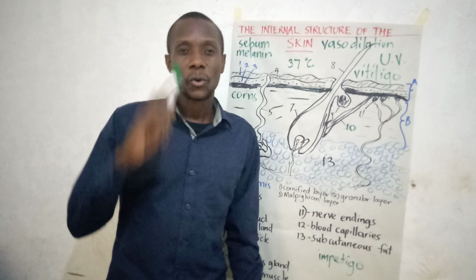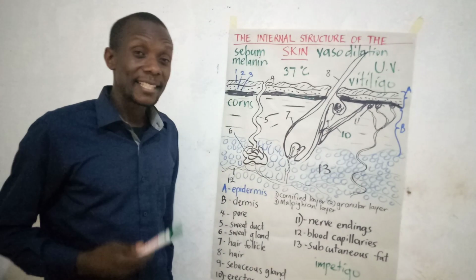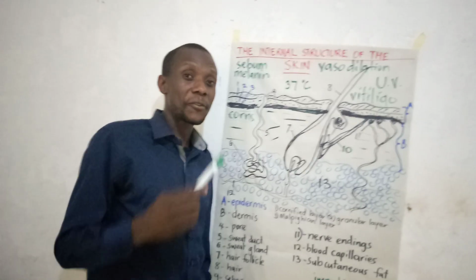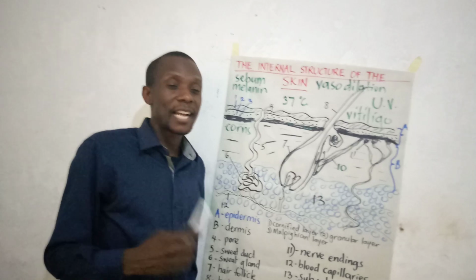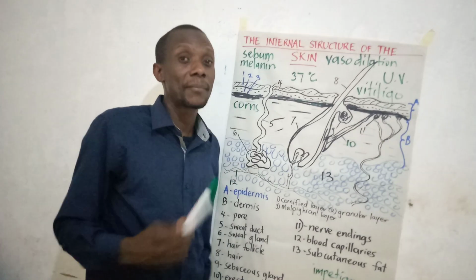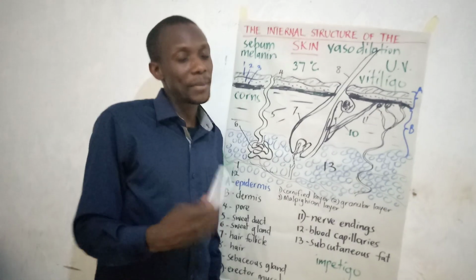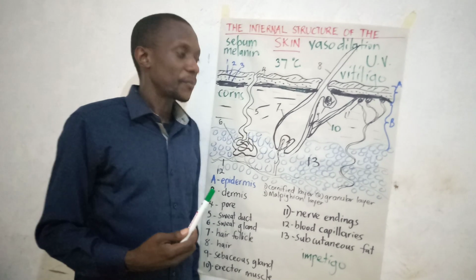There's also a disease called scurvy. Scurvy is a skin disease that is caused by lack of enough vitamin C. So the question can come, identify one non-communicable disease of the skin. The best response is scurvy.